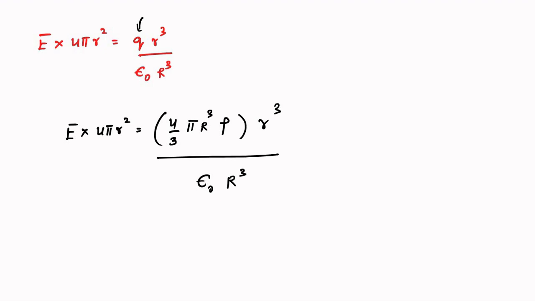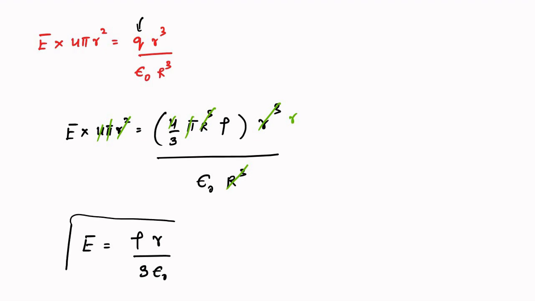Let's use a different ink. Okay, R³ gets cancelled. Here π, 4, then r², here we have r, we are left with this. So we can write E is equal to ρ r by, here we are left with 3, so 3 goes to the denominator, 3 ε₀. This is the electric field inside the sphere.